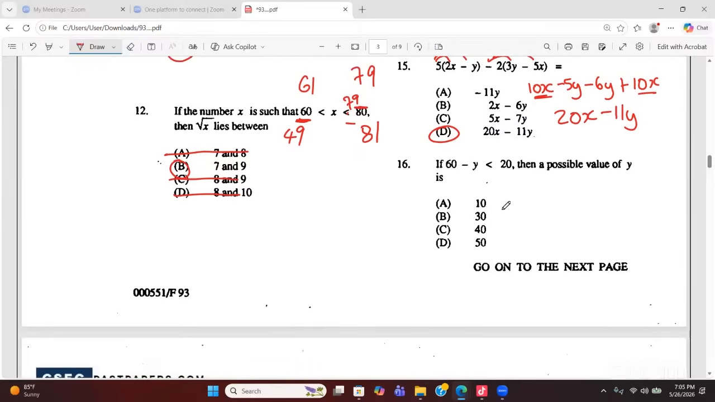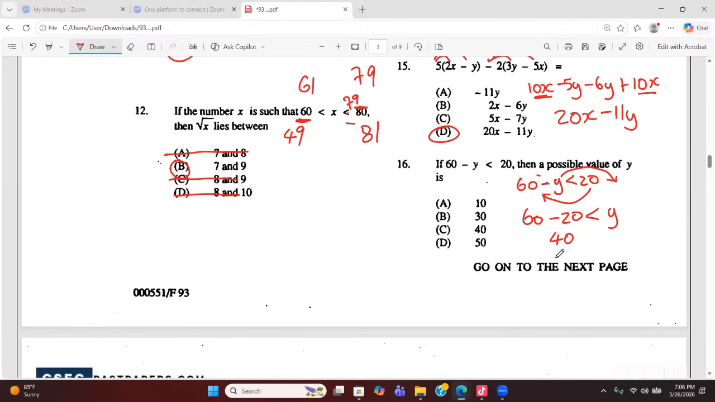Now let's take a look at this question here. It's an inequality. The possible value of y would be what? So let us try to work this out. What we have here is 60 minus y, and this is greater than 20. So what we could do is get the y on this side and the 20 on that side. So we're going to have 60, and the 20 will be a -20 over this side. Put back your sign. The negative y will be positive y on this side. So 60 minus 20 will give you 40.